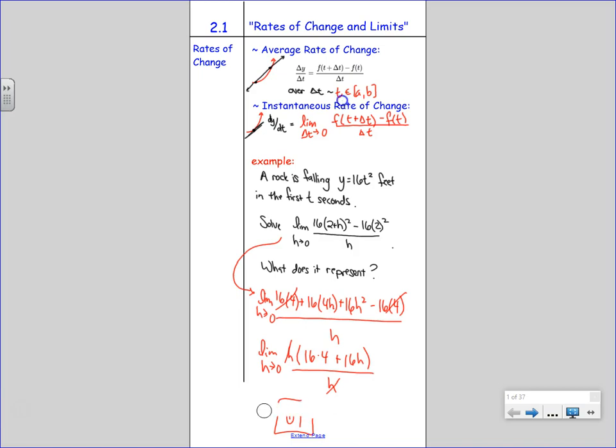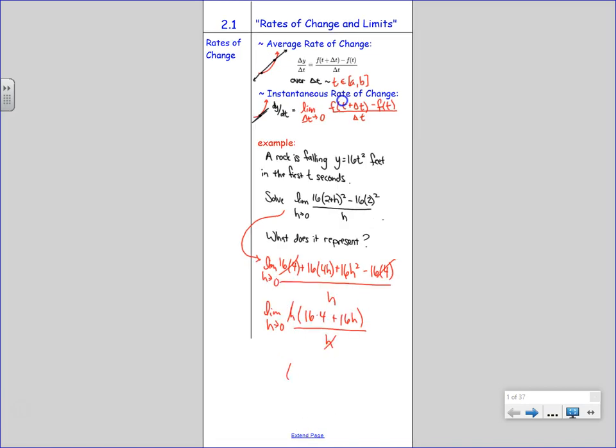So basically it's distance over time, so what's my label gonna be? You guys know word problems. We label this with 64 what? Feet per second, and what does it represent? How fast the rock is falling. How fast the rock is falling at 0 seconds. No, not 0.